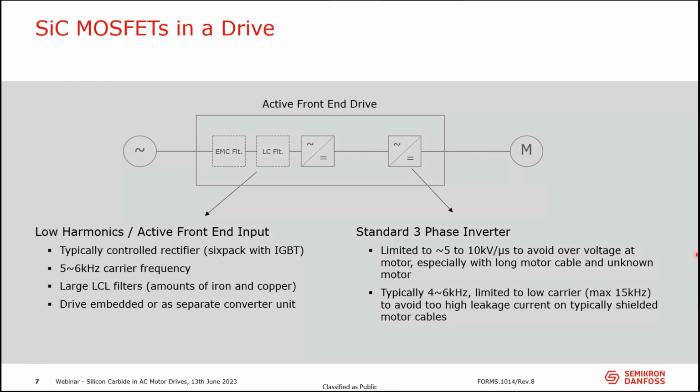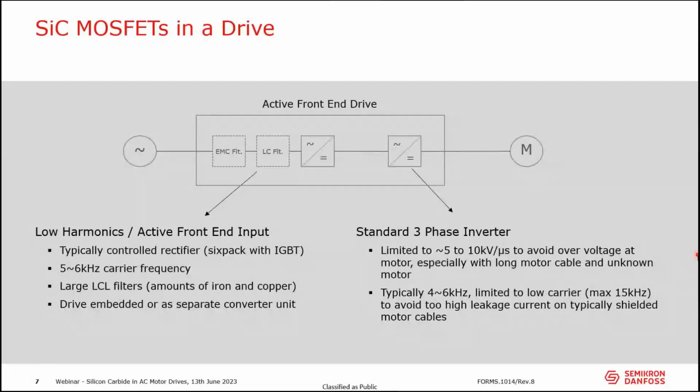And I did a similar exercise for the inverter part. So here I also used a standard 3-phase inverter. On standard inverters, we typically have some limitations. So the voltage rise time shouldn't be more than 5 kV per microsecond, maximum 10, but this is already some special applications. So my calculations were done with 5. And also the carrier frequency is typically between 5 and 6 kilohertz as standard. Of course, you can go up to 15, but not more than this usually. All to avoid high leakage currents, EMC issues, losses on the cables, and these kinds of things.